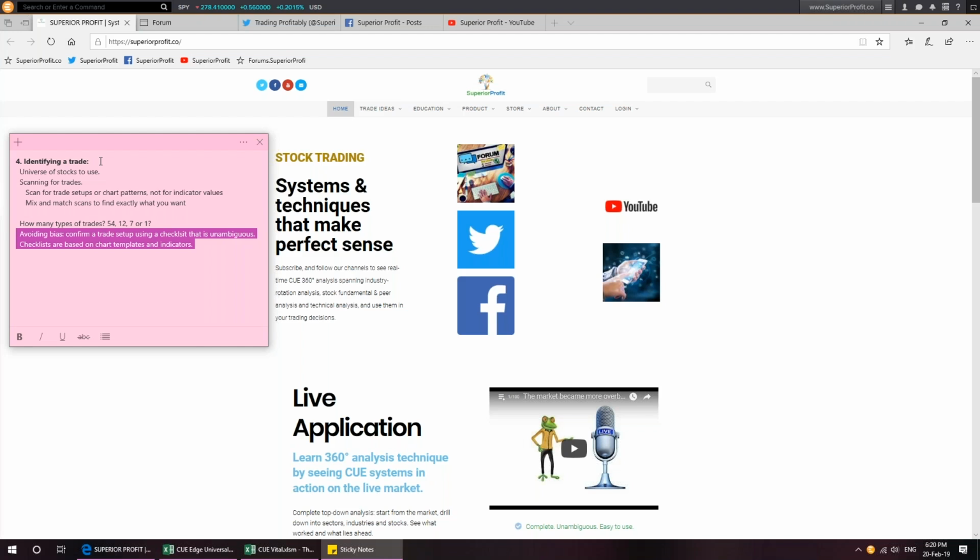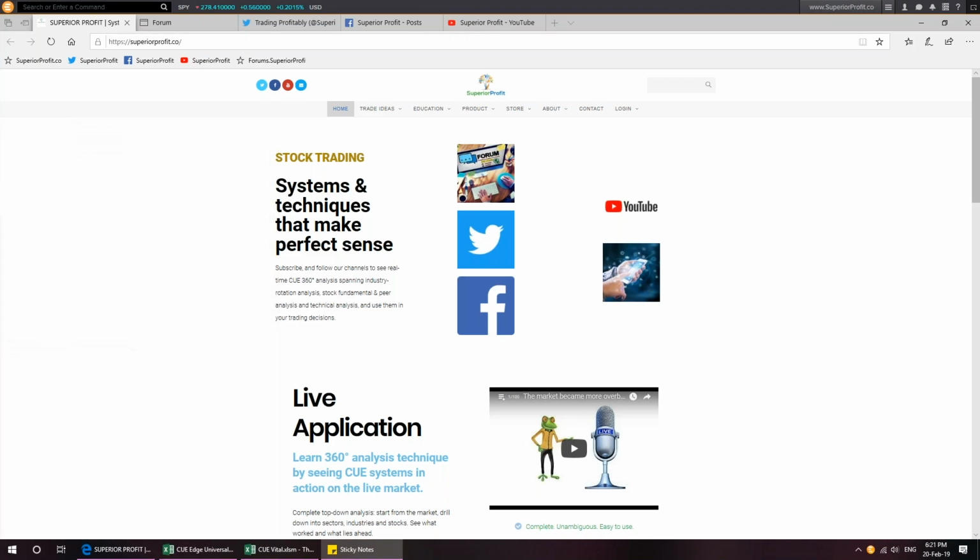By identifying your trade based on a well-defined, predefined universe, scanning not for indicator values but for trade setups or chart patterns, being able to mix and match the patterns to find exactly what you want, and using only one trade setup for each market condition that is based on an unambiguous checklist, you are able to make your stock trading a lot more efficient than many other traders.